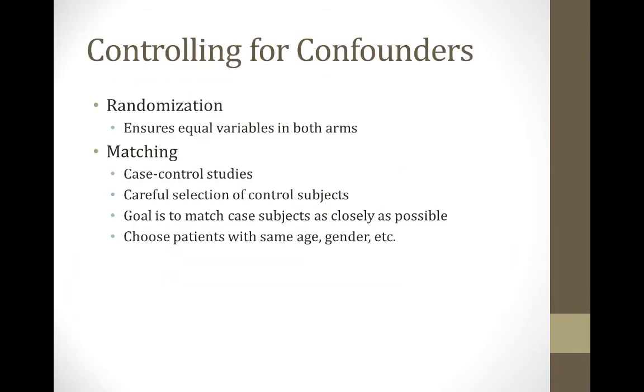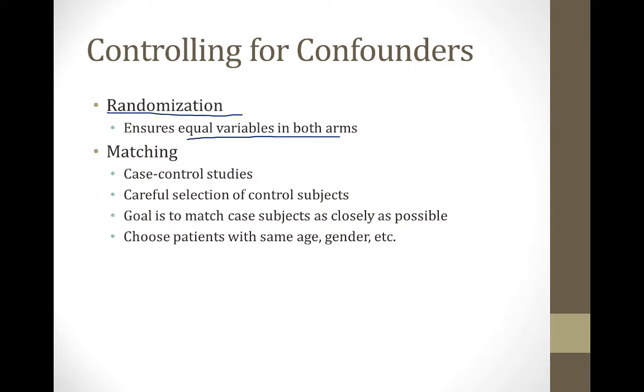It's high yield to know for your board some of the ways that researchers control or eliminate confounders. And the first way is randomization. So if you randomly assign subjects to both arms of a trial, this should ensure equal distribution of all variables in both arms. For example, in the study on the last slide, if we could have randomly assigned people to be an alcoholic or not, of course that's impossible, but if we could have done that, we would have gotten equal distribution of smokers among the alcoholic group and the non-alcoholic group, and this would have eliminated the confounders.